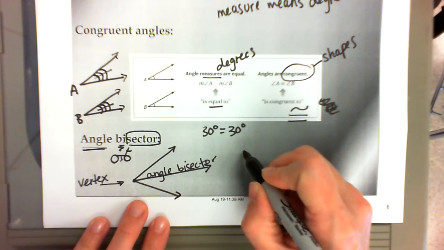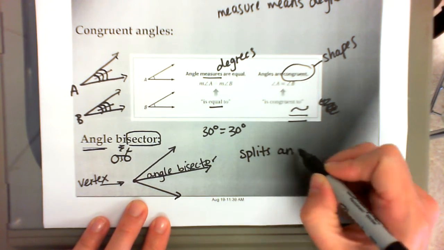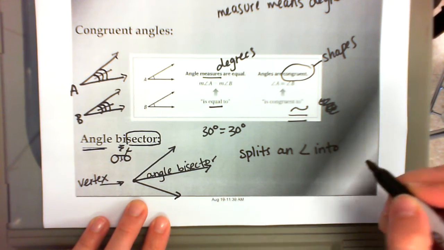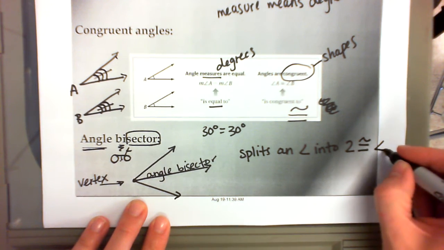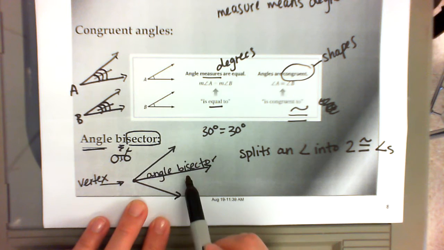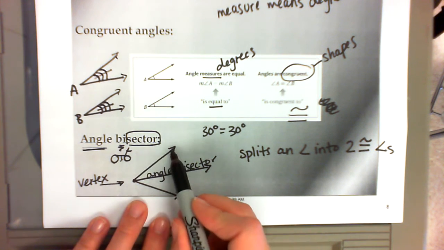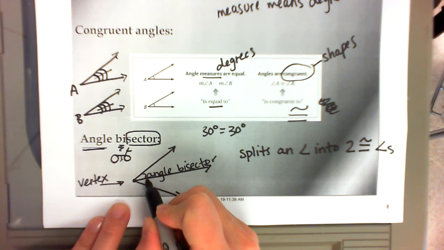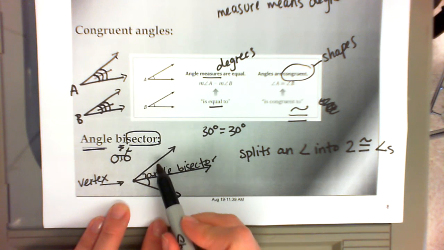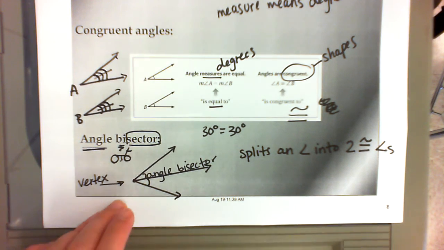An angle bisector splits an angle into two congruent angles. So I just told you if you have two congruent angles, you'd need a marking. So if this angle bisector cut this whole big thing into two angles, then this top half has one arch, the bottom half has one arch to denote the two pieces are now congruent. An angle bisector splits an angle into two congruent angles.